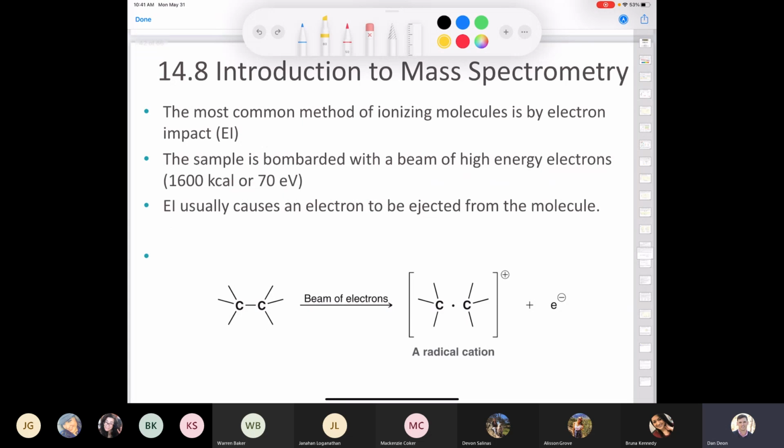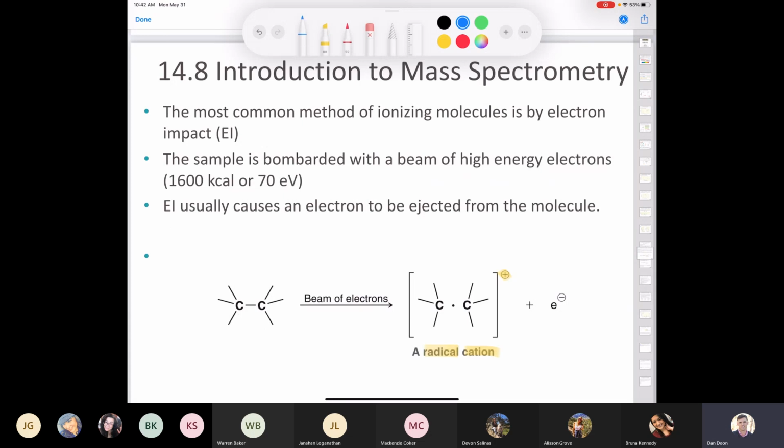I'm not going to ask you to memorize that. All you need to know is that we take a molecule, an organic molecule, and we hit it really hard with a beam of electrons. Pow! And we hit it so hard that we can eject an electron. Well, what happens when you lose an electron? Right? If a molecule loses an electron, it becomes a cation. If it loses an electron, since electrons are always paired in an organic molecule, you're going to be left over not only with a cation, but it's going to be a radical.